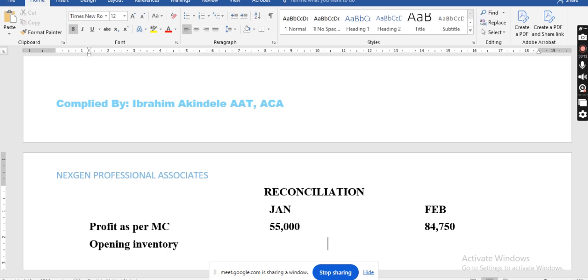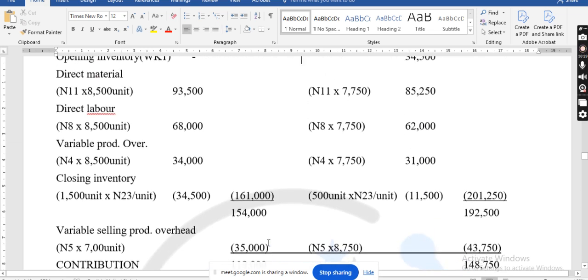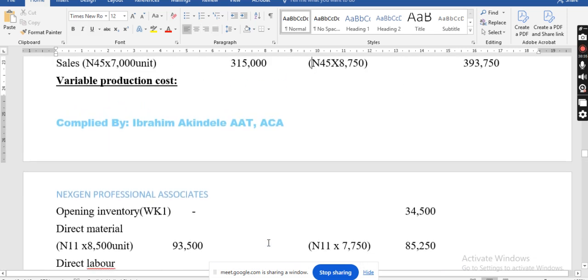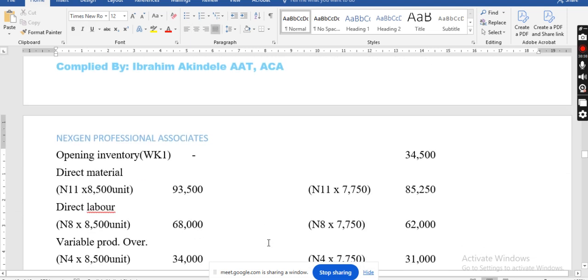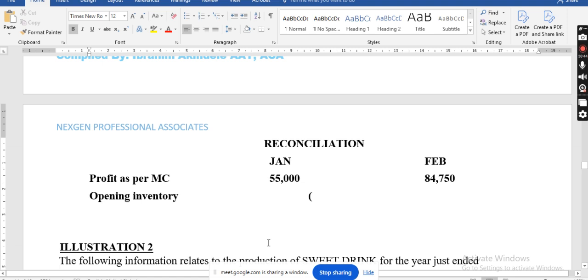Now, let's go there. What is the opening inventory of marginal costing, class? Let me quickly go there. No opening inventory for January. For February, it is 34,500. Where is it? Okay, this is it, 34,500, right? Please ensure you go back, download it, watch, then put what is relevant to you.